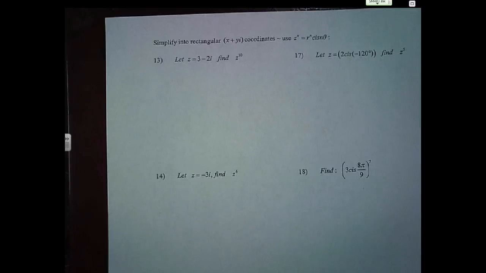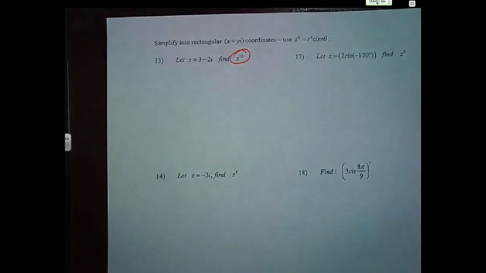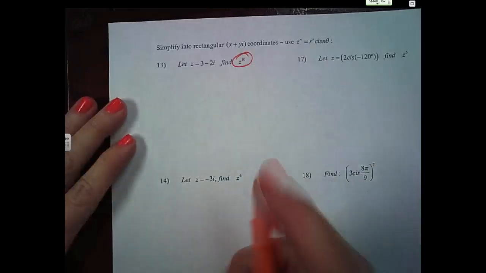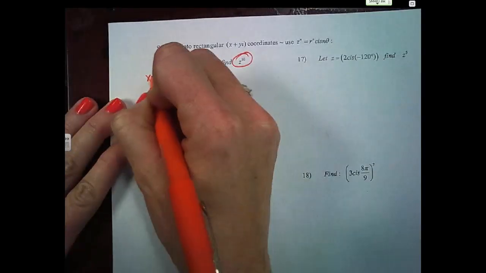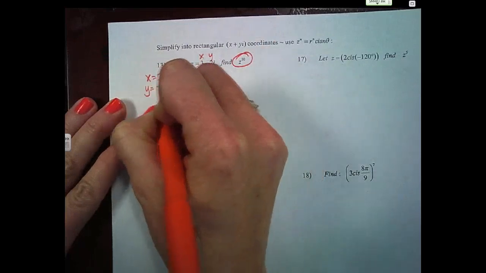But what's the first step to do that? In order to apply, if I want z to the 10th power, what was my first step we talked about doing? What's the first thing you have to do to raise something to the power? You have to put it in what form? CIS form. Has to be in CIS form. So in order to do that, you just define each one. So this is x and this is y. So x equals 3, y equals negative 2.